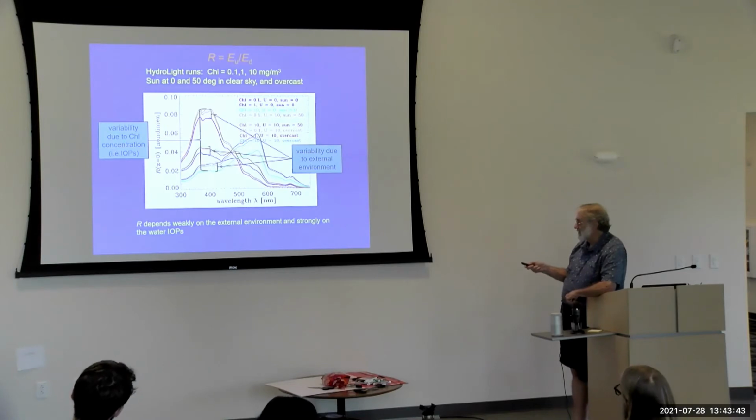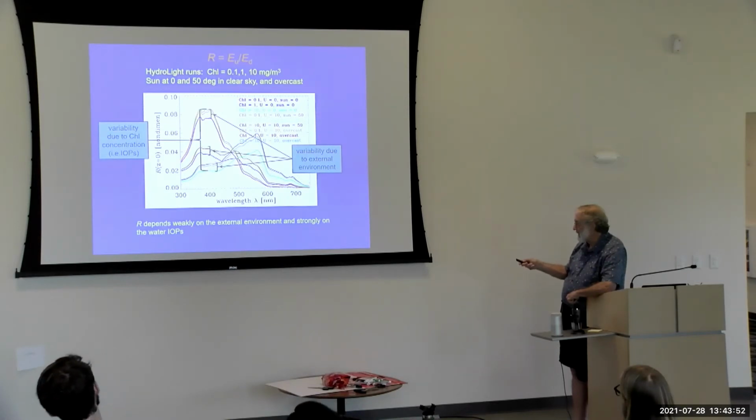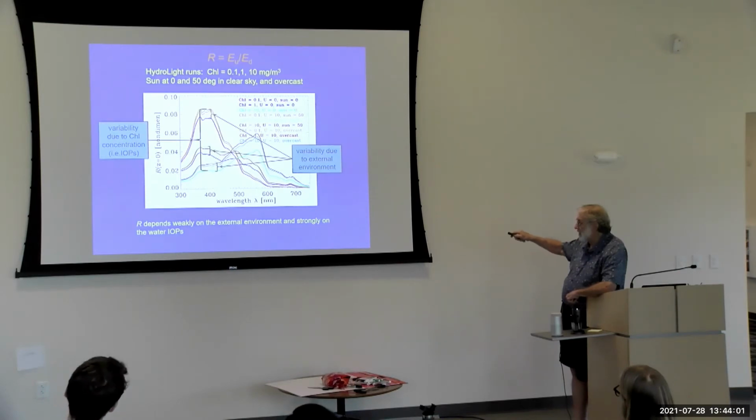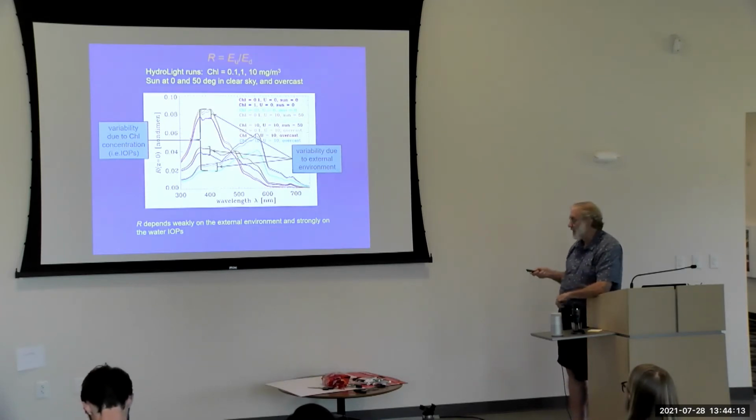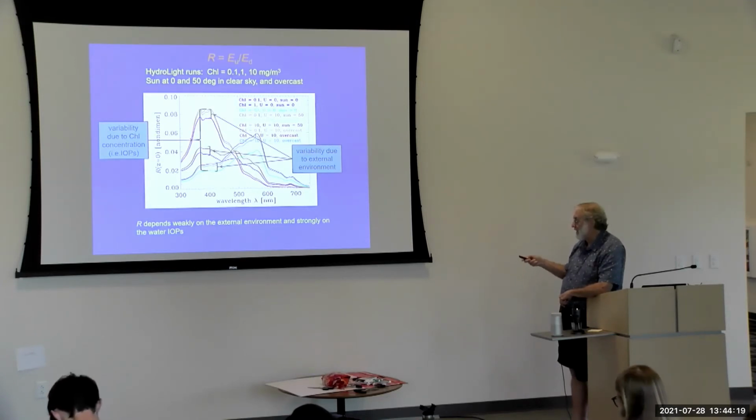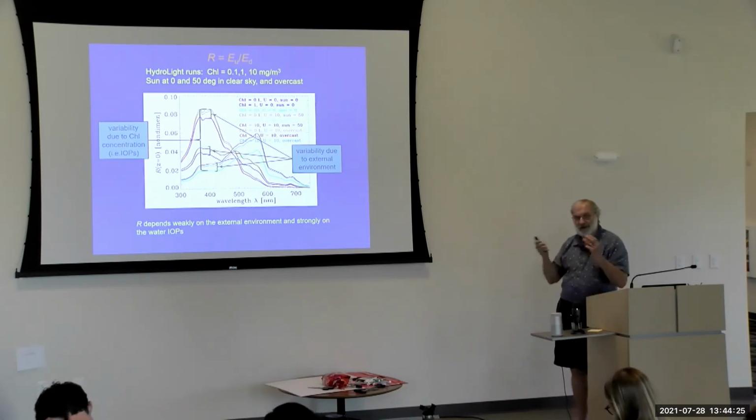So what you see here is there's three groups of curves. Here's the one for the chlorophyll of 0.1, here's the ones at 1, and here's the ones down here at 10. So you see I can separate the three chlorophyll groups pretty well. And then there's a little bit of variability within each group that's due to sun angle and sky conditions. So I'm starting to see, oh yeah, I've got a pretty good AOP here because the variability due to the chlorophyll concentrations is a lot bigger than the variability, this little bit, due to the external environment.